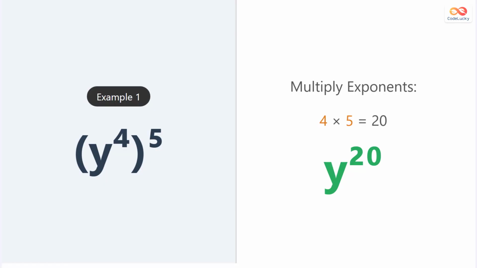Let's try an example with variables. Here we have y to the 4th power raised to the 5th power. To solve this, we multiply 4 by 5, which gives us 20, so the answer is y to the 20th.